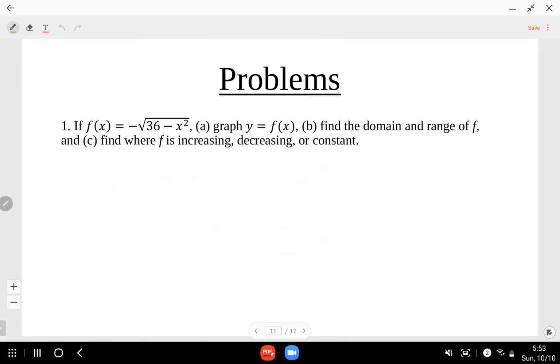All right. So if f of x equals negative square root of 36 minus x squared, A, graph y equals f of x. B, find the domain and range of f, and C, find where f is increasing, decreasing, constant. See what I mean? Should be a bit more challenging. But first, let me refresh on what this function f is. All right, what is this function f?